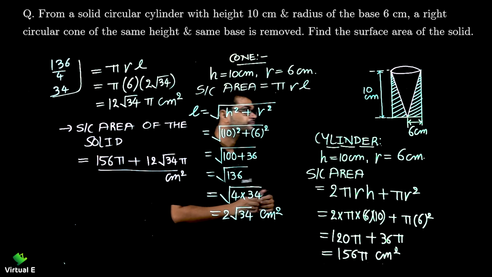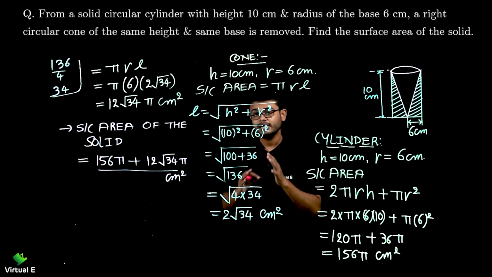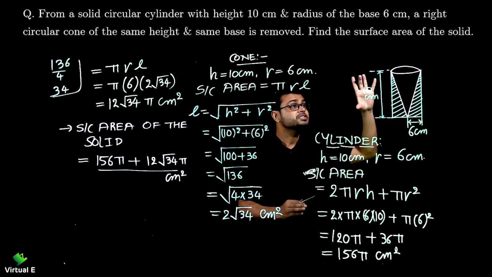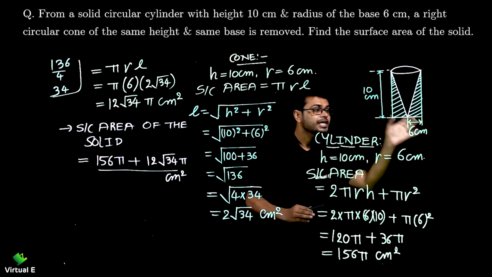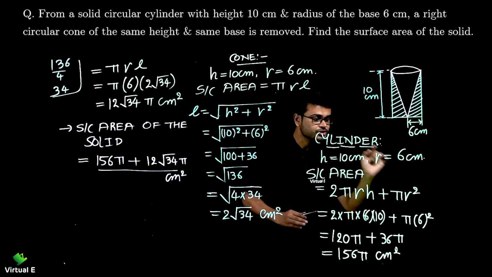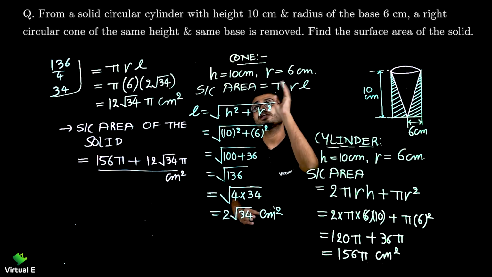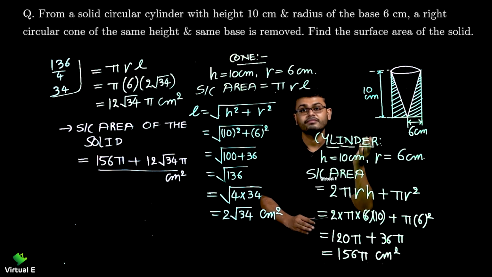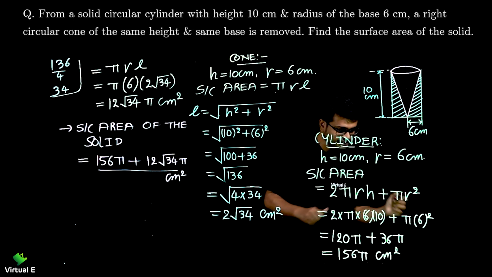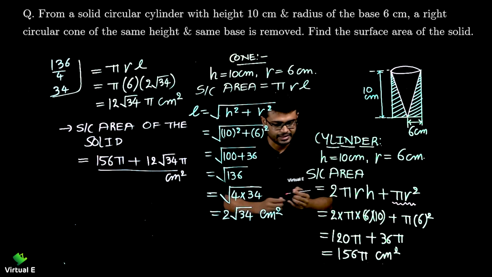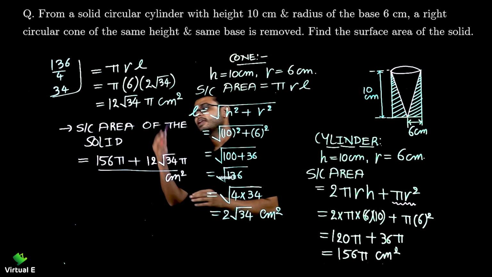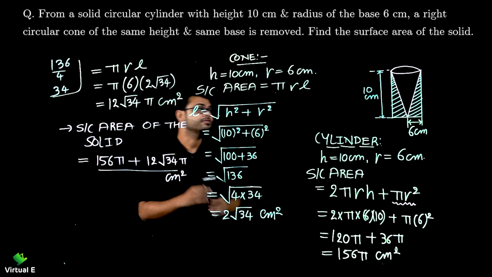Let's recall the steps. The figure was not given. We need to make it. Remember, this cone is being cut from the cylinder, with the same height and same radius of the base, so h and r for the cylinder and for the cone are equal. Here the surface area along with the area of the base, do not forget this, plays a very important role. You need to imagine and draw the figure, and you will get an idea. So surface area for the cylinder and for the cone, and finally you add and you will get the surface area of the solid.